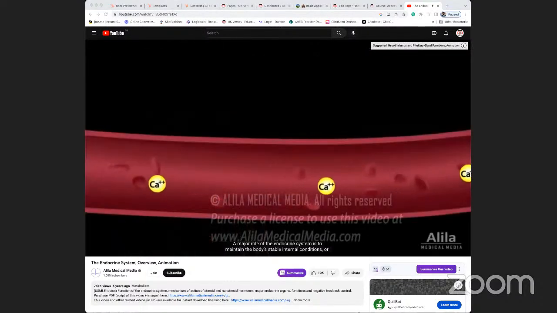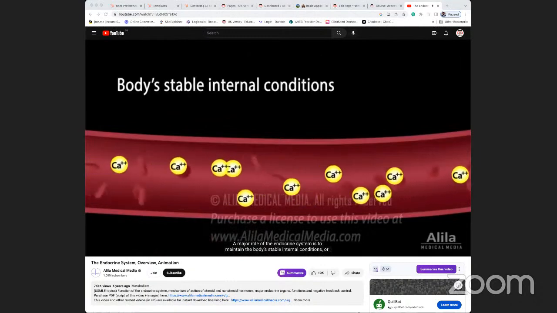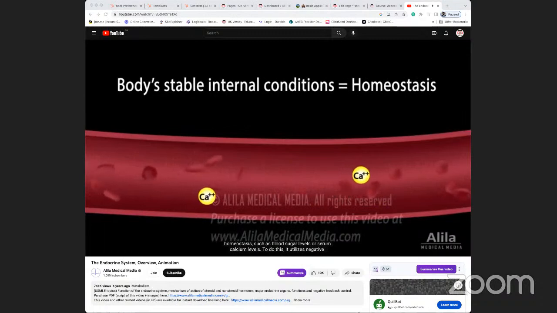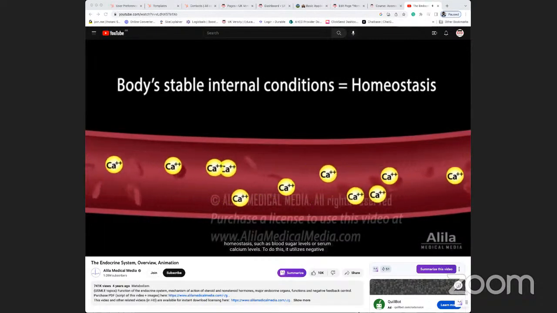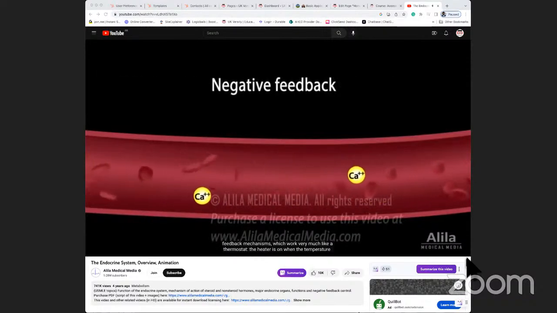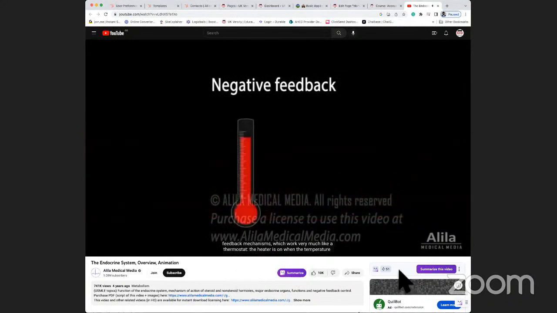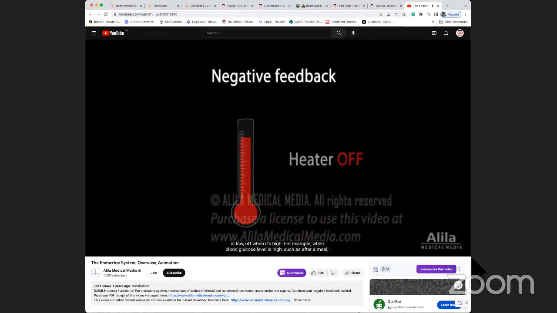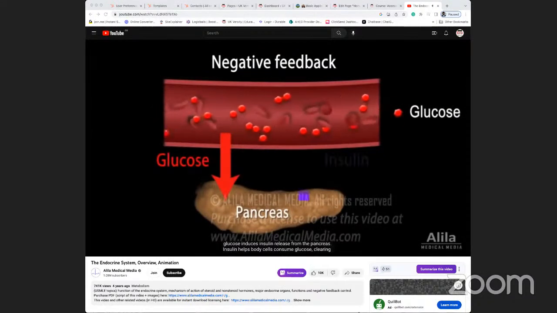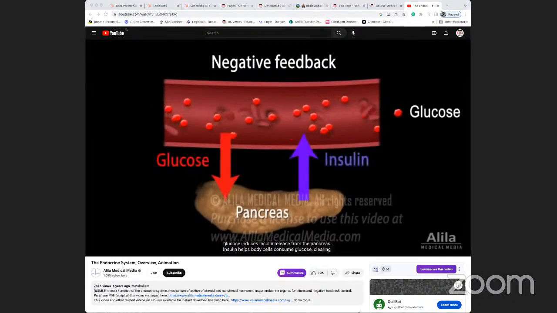A major role of the endocrine system is to maintain the body's stable internal conditions, or homeostasis, such as blood sugar levels or serum calcium levels. To do this, it utilizes negative feedback mechanisms, which work very much like a thermostat. The heater is on when the temperature is low, off when it's high. For example, when blood glucose level is high, such as after a meal, glucose induces insulin release from the pancreas.